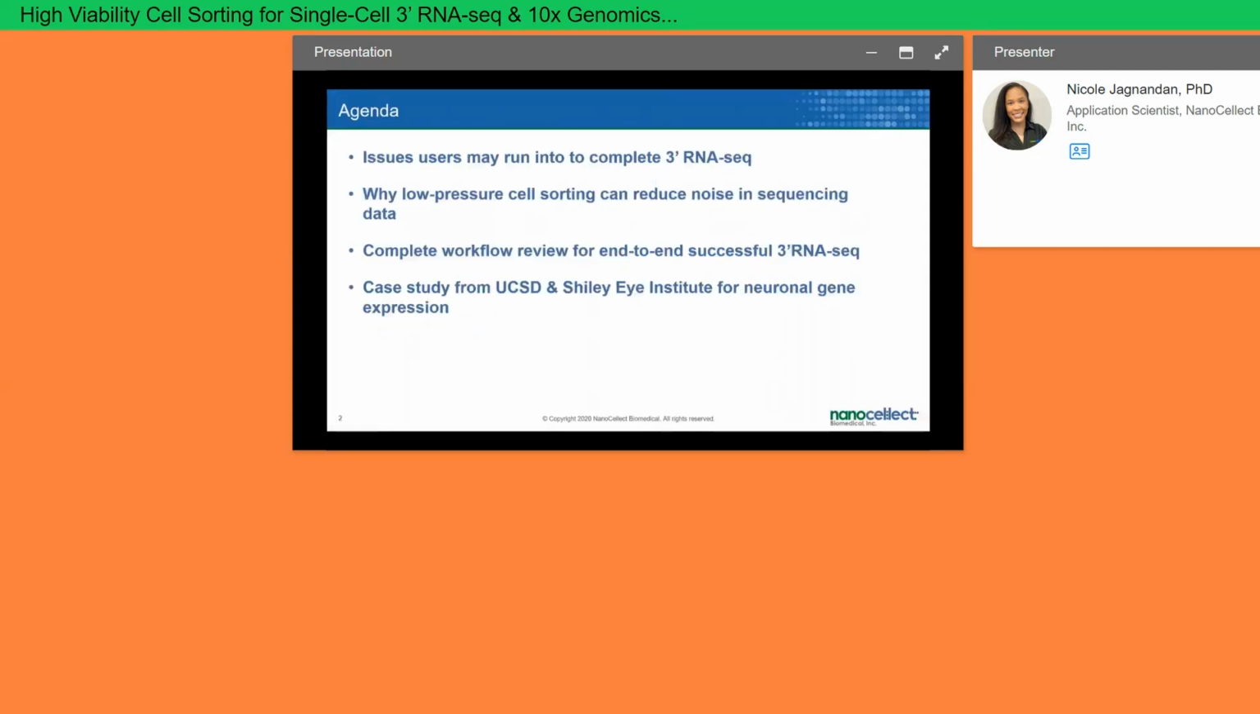So the agenda for today: I would like to cover some issues that users may run into when they're completing a 3' RNA-seq protocol. I'd like to review why low-pressure cell sorting can reduce noise in sequencing data. I'd also like to cover how to complete a full end-to-end workflow for a successful 3' RNA-seq experiment with cell sorting as a sample prep stage. And then at the very end, I'd like to go over a case study from a customer site at UCSD, which is in partnership with the Shiley Eye Institute around a neuronal gene expression study.